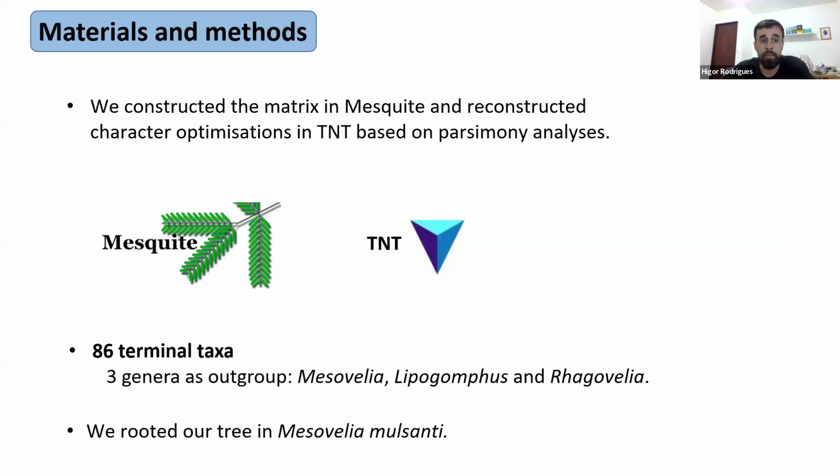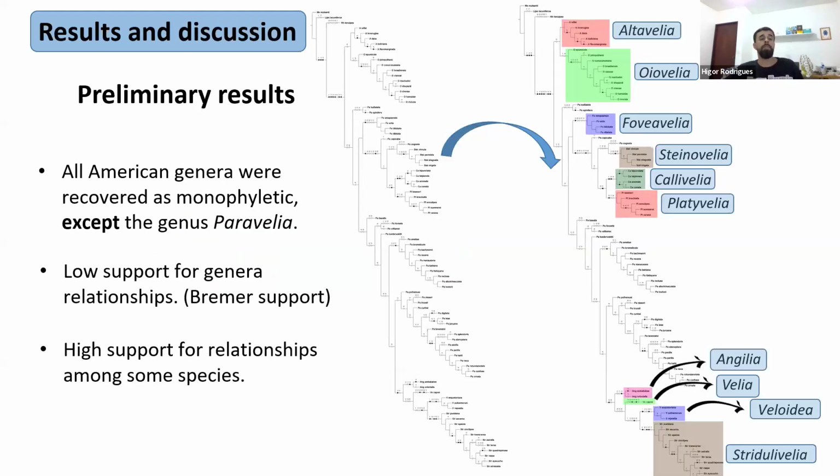So we constructed the matrix in Mesquite, and we constructed character optimization in TNT based on parsimony analysis. Our matrix has 86 terminal taxa, 3 of which are outgroups, and we rooted our tree in Mesovelia. As preliminary results, I highlight that all American genera were recovered as monophyletic, except the genus Paravelia, and we found low support for genera relationships.